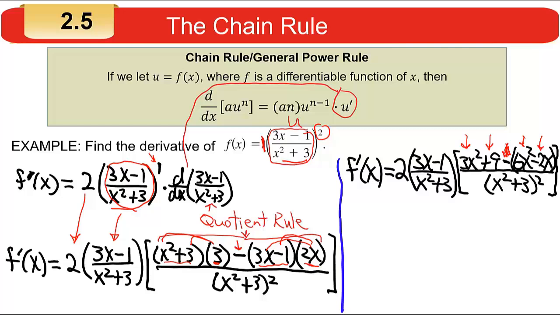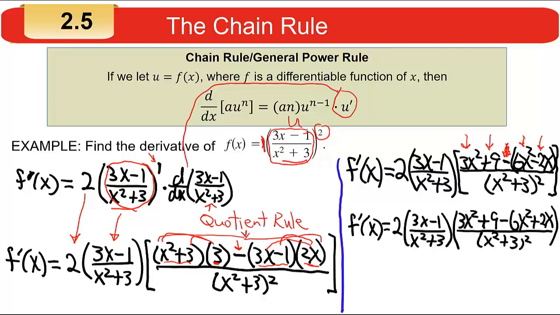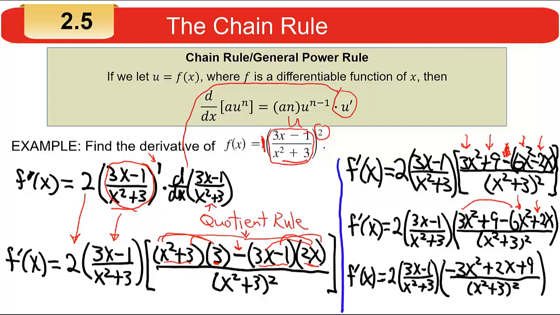So that means you have to distribute the minus sign. So that minus goes in and makes it a minus 6x squared. And then the minus times the minus makes it a plus 2x. And then, of course, you've got 3x squared minus 6x squared, which is negative 3x squared.